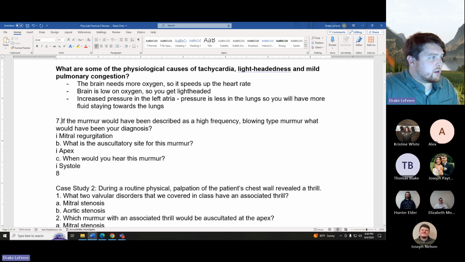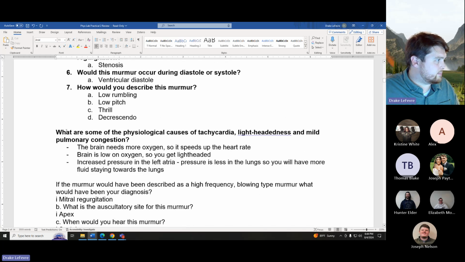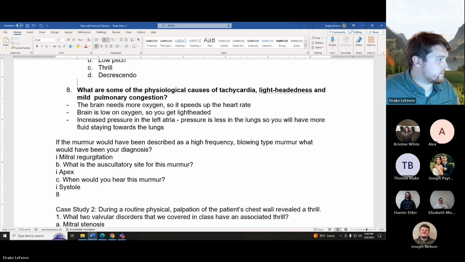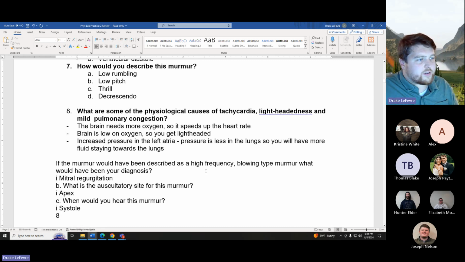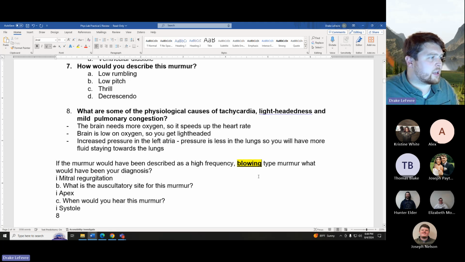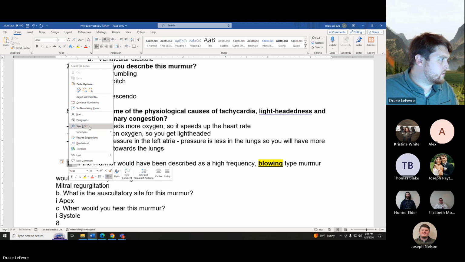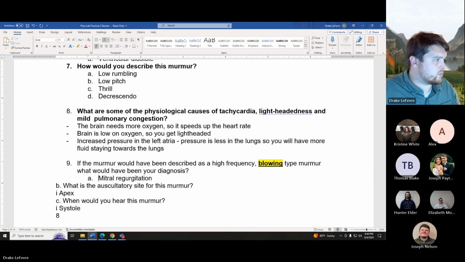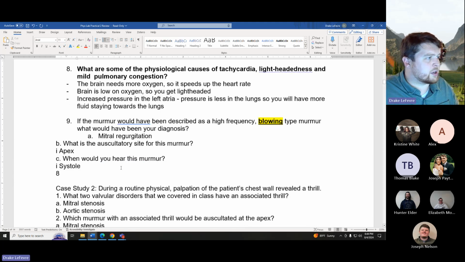If this murmur had been described as a high frequency, blowing type murmur, what would have been your diagnosis? When you see the word blowing, that's our key word. Immediately we think regurgitation. It would be mitral regurgitation.